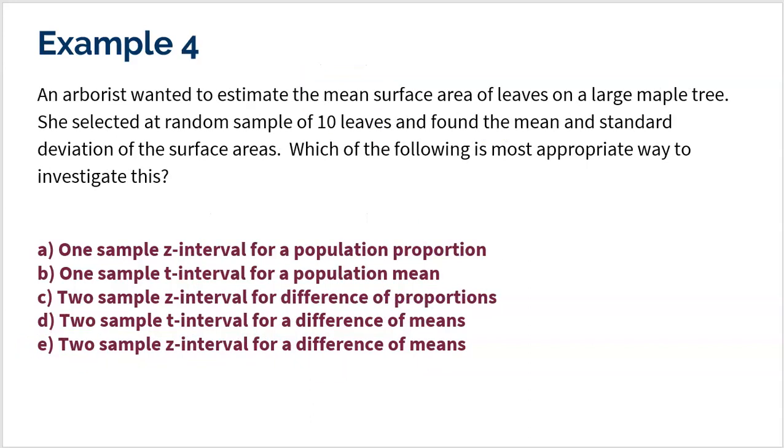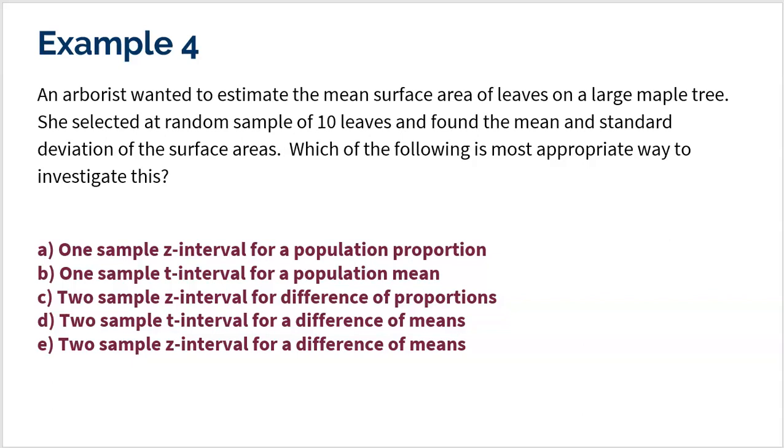All right, example 4 is an arborist. It's a person who deals with trees. So an arborist wanted to estimate the mean surface area of leaves on a large maple tree. She selected a random sample of 10 leaves and found the mean and standard deviation of the surface areas. Which of the following is the most appropriate way to investigate this?